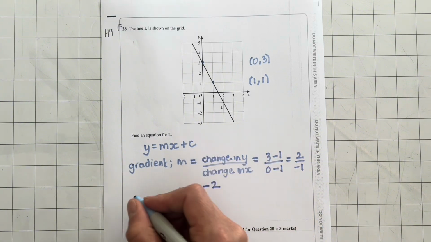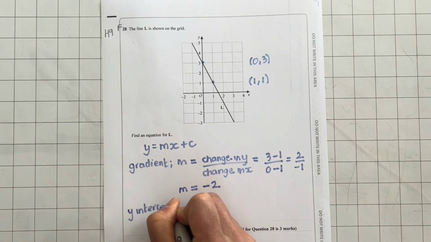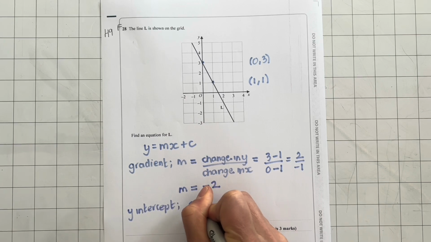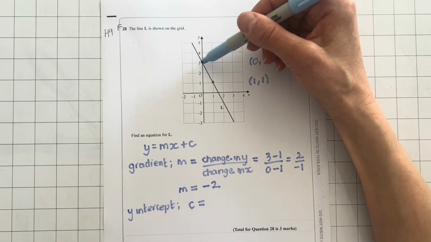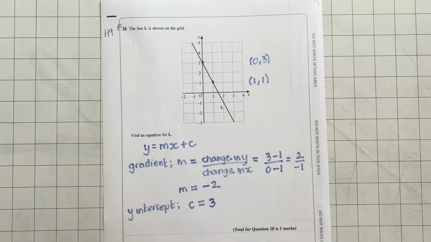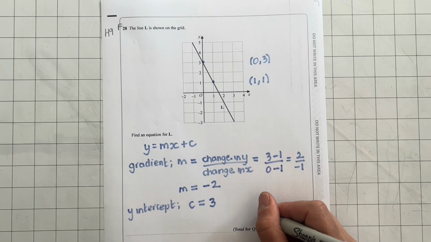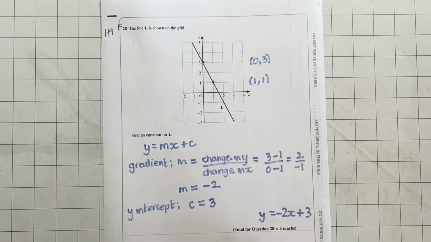Our c is our y-intercept. And we can see that the line crosses the y-axis at 3. So c is equal to 3. And this will give us the equation y equals -2x plus 3.